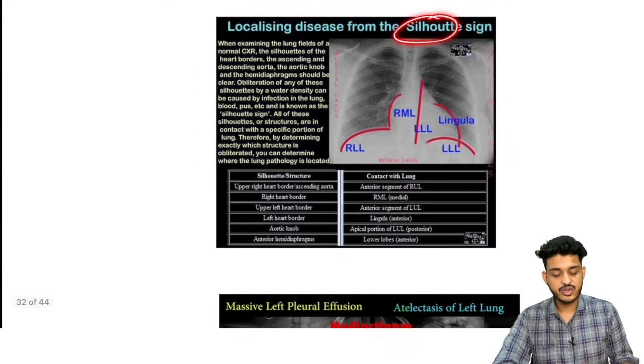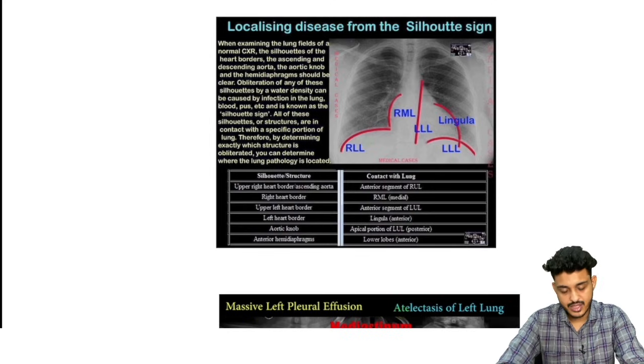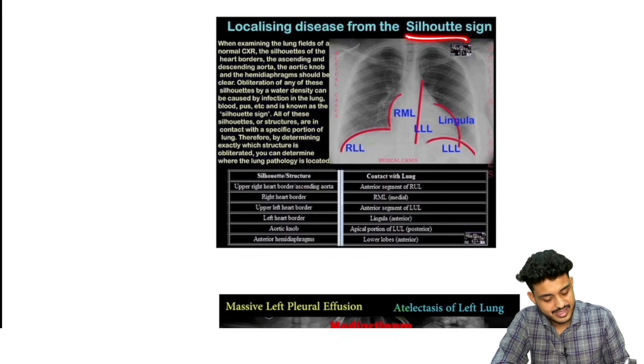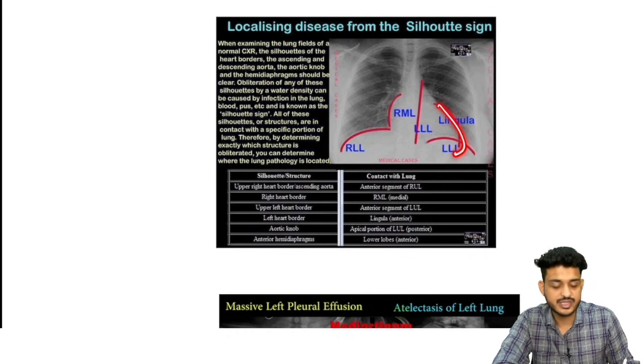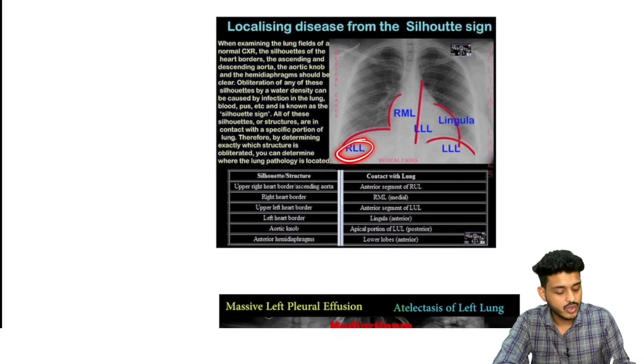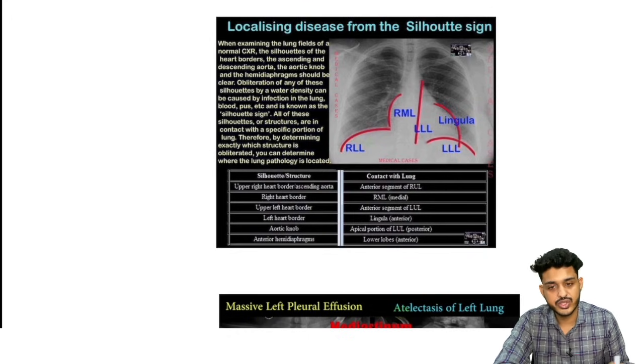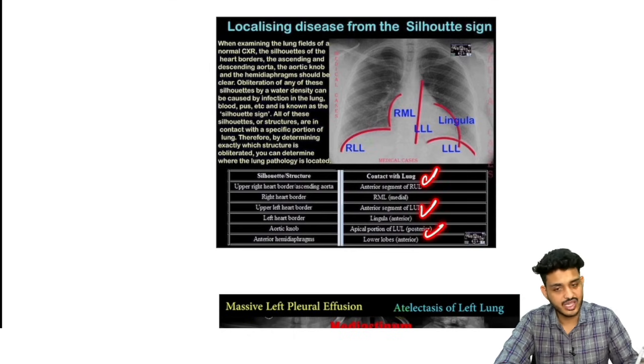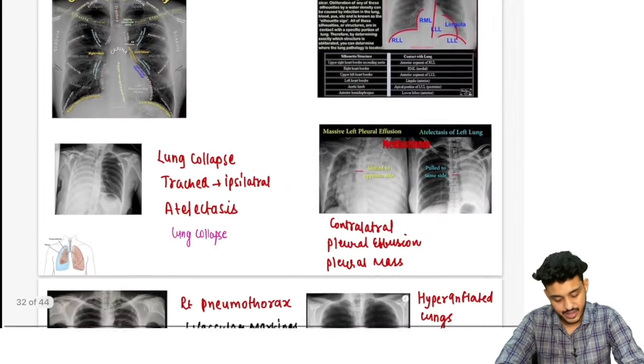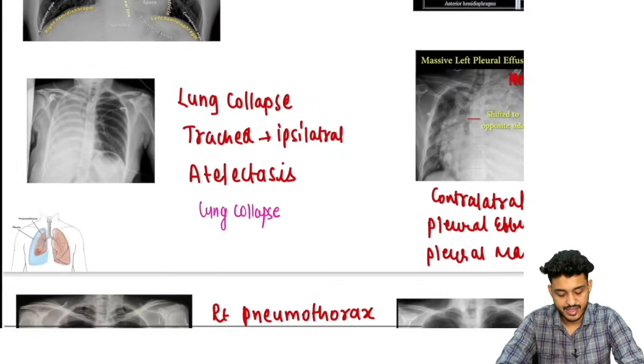Okay, we can differentiate our lobes on the basis of the silhouette. This silhouette we have discussed in the full classes, right? This is going to be the silhouette that we are having. Right lower lobe, left lower lobe, how we are going to divide them on the basis of different structures, we have seen here, right? Then we have got the collapse of the lung.